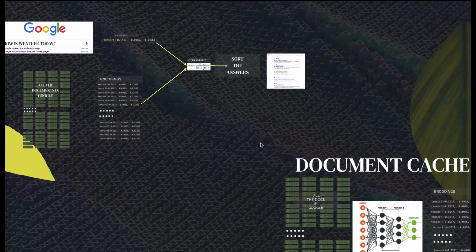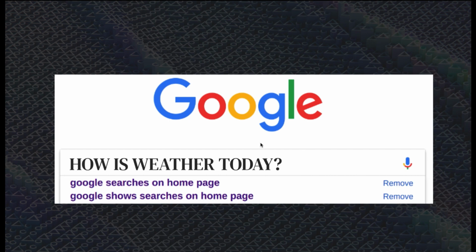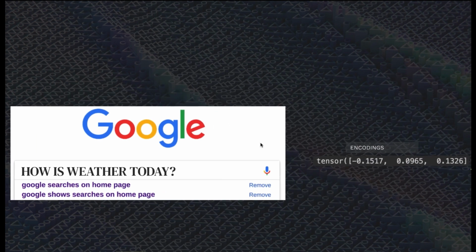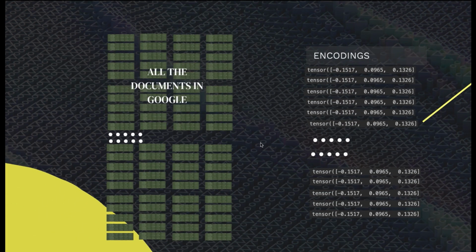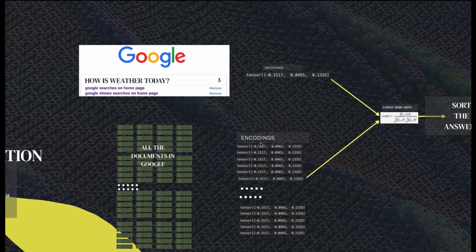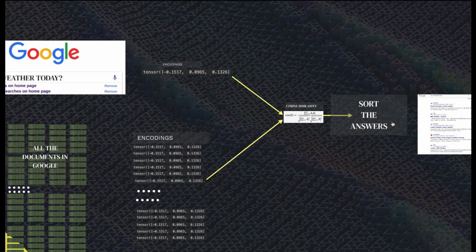Whenever you go to Google and search something like "how is the weather today", it goes to the neural network and is converted into encodings, and we already have the encodings for all the documents in Google. We try to compare the similarities between those encodings. We take a numerical representation of the given query and a numerical representation of all the documents, find the similarity using cosine similarity, and sort out the answers.